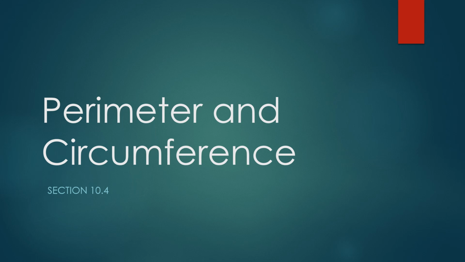Welcome to the next video in our course. So we've already talked about geometry figures. Now we're going to start talking about other properties of these figures. Specifically, we're going to go into their measurements of perimeter, circumference, area, volume, and surface area. Today we're going to focus on perimeter and circumference, which is in section 10.4 in your textbook.